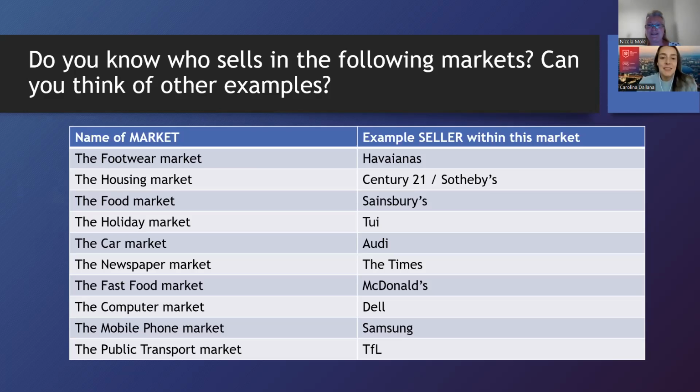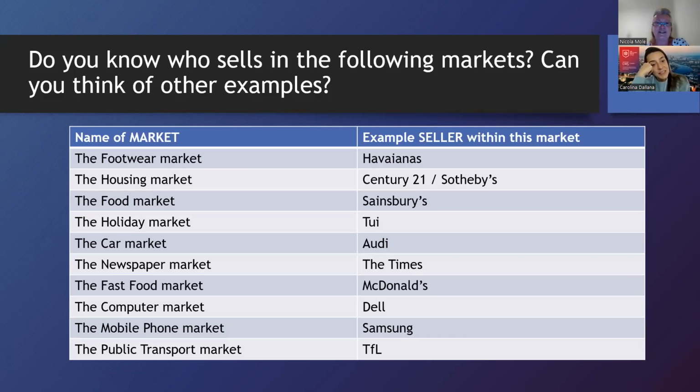Feel free to give me some suggestions, people. Starbucks. Everyone knows Starbucks, of course. Yes, that would fit nicely in the food market. Food or fast food, do you think? I think it's fast food, right? Yes, it's fast food, I'd say.